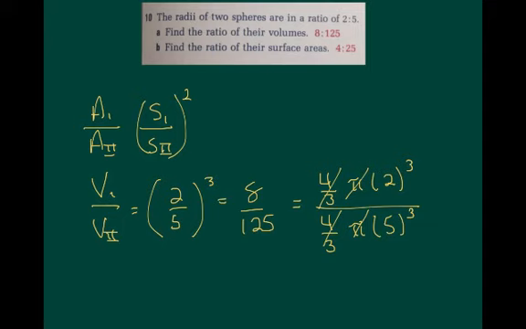The ratio of the surface areas is just going to be back to side 1 over side 2 squared. So we're just going to take the radii 2/5 and square it, and we'll get 4/25, which is the right answer.